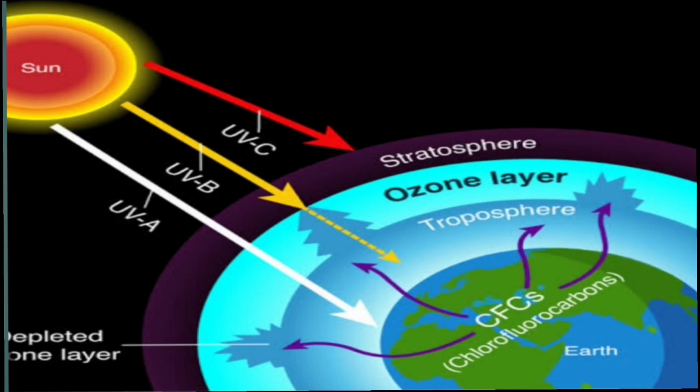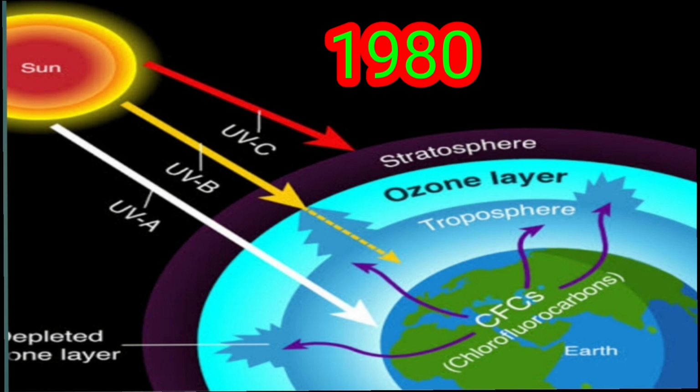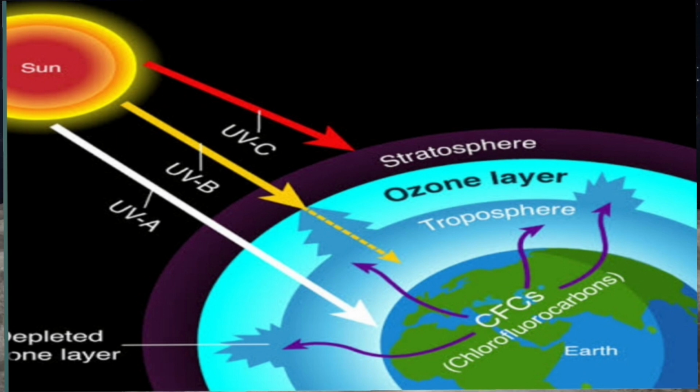The amount of ozone in the atmosphere began to drop sharply in the 1980s. This decrease has been linked to synthetic chemicals like chlorofluorocarbons, which are used as refrigerants and in fire extinguishers.